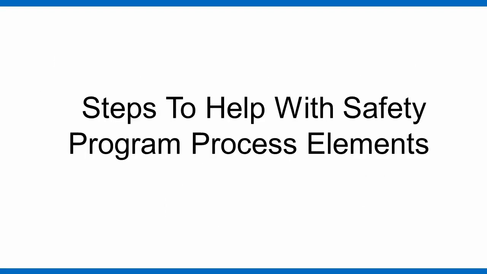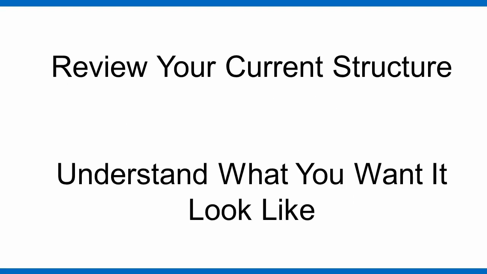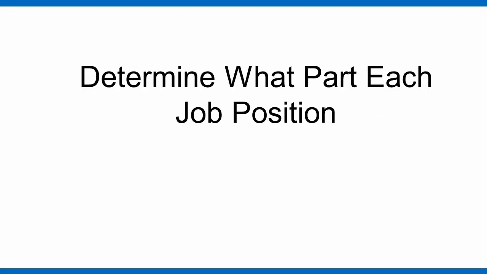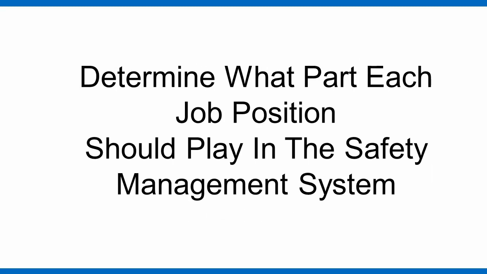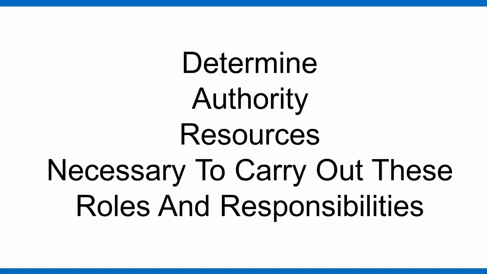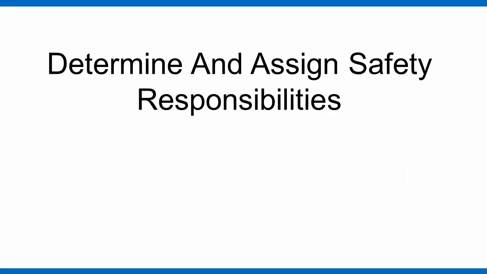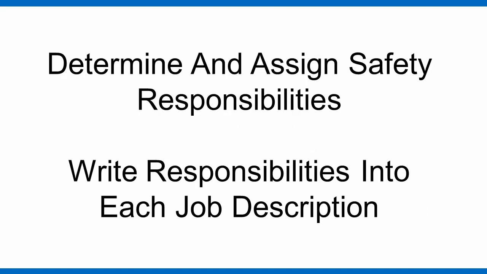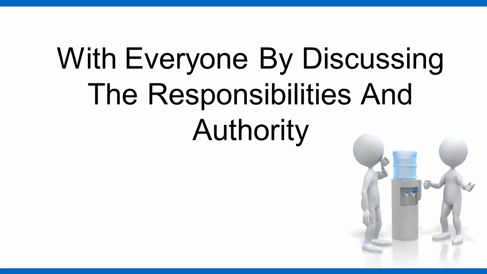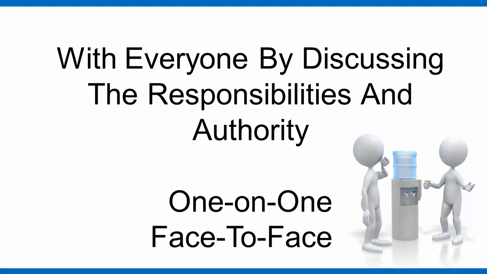The following steps can help you ensure that your safety management system elements are communicated properly. Review your current structure, understand what you really want it to look like, determine what part of each job position should play in the safety management system, determine what authority and resources are necessary to carry out their assigned roles and responsibilities, determine and assign safety responsibilities and write responsibilities into each employee's job description. And you need to discuss the new job descriptions and responsibilities in a one-to-one, face-to-face meeting with all employees who will be responsible for carrying out each assigned task.